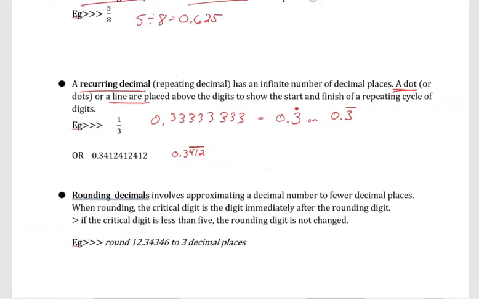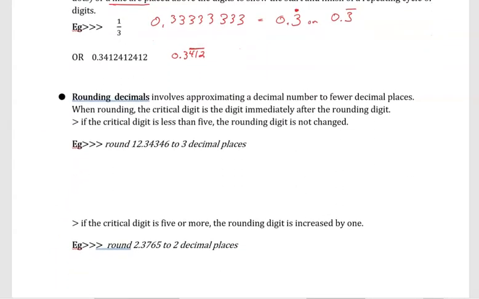Amen. So sometimes we have to round decimals. We're asked to round decimals, so we're going to make it have fewer decimal places than it started with. So here's the word, the critical digit and the rounding digit. We were just talking about the importance of terminology.